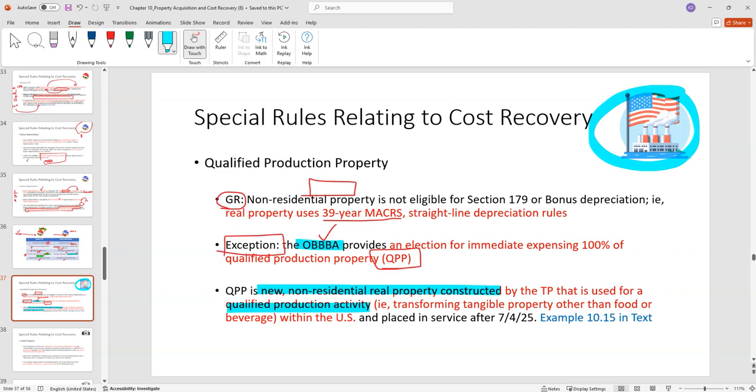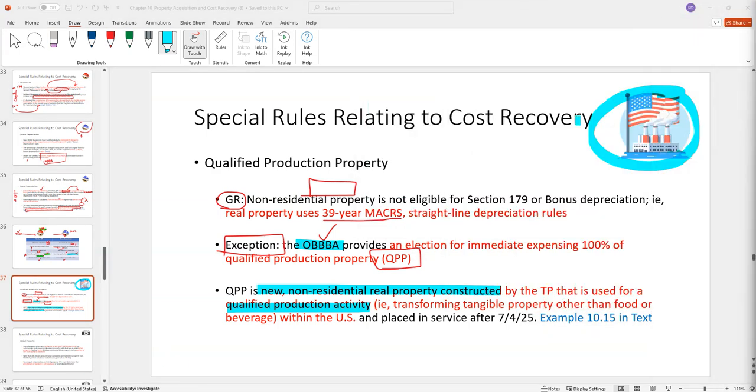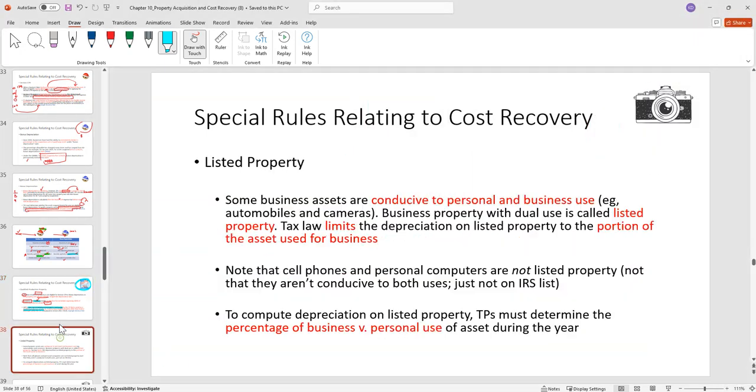Okay, so continuing, let me get this out of the way. Let's talk a little bit about listed property. It's kind of like Santa Claus has a list and he's checking it twice. Well, the IRS also has a list, and basically if property is on it, it's considered listed property. But to make it on the list, we're really looking at property that is conducive to both personal and business use, so kind of like a camera.